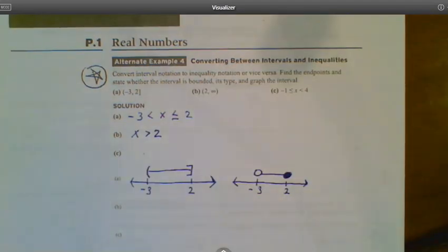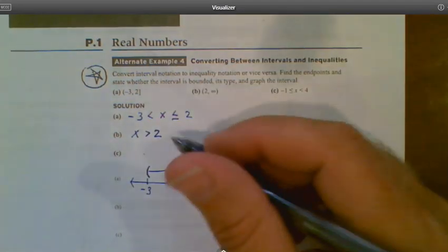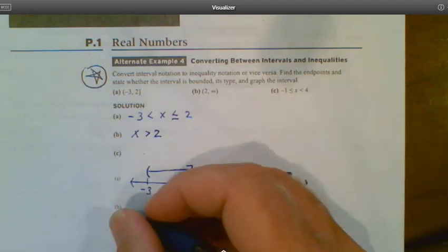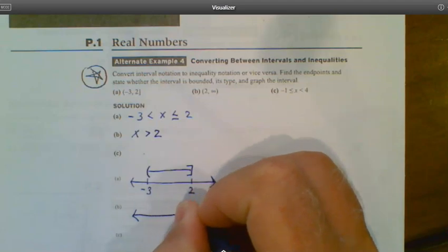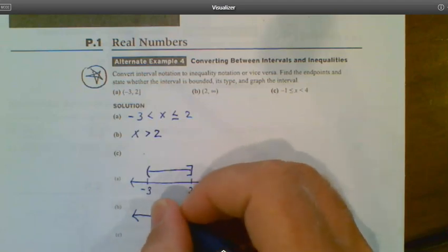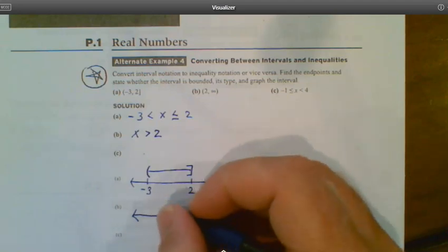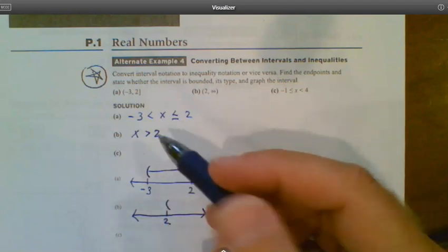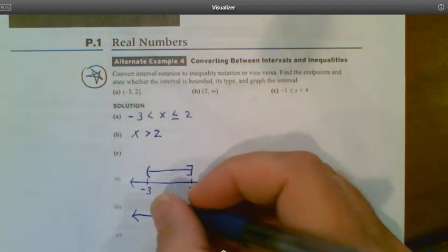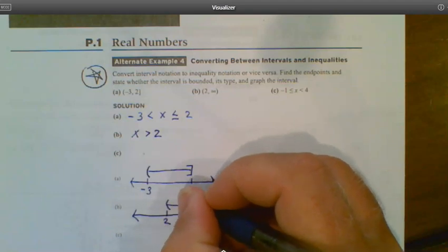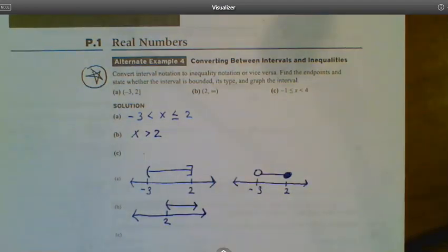If we're going to do that in inequality notation, as far as a graph goes for something like that, we would just do something like this. So we're just going to put the 2 in here. We're going to put a parenthesis because they had a parenthesis, and then we are heading off forever to the right. So it would look something like this.